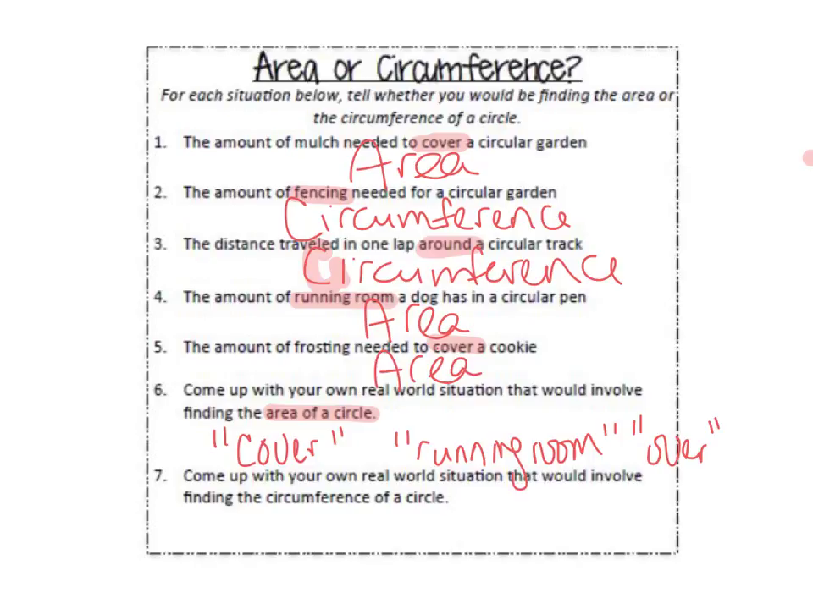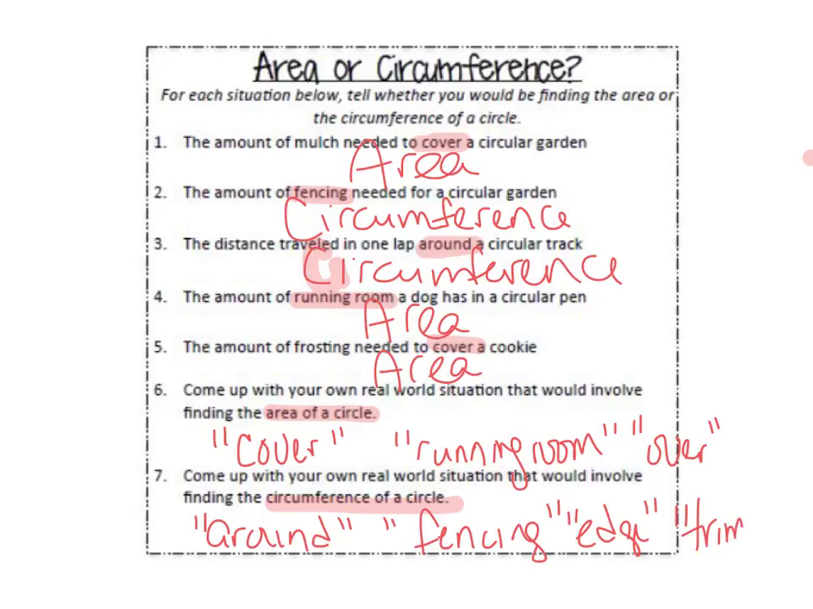And for number 7, it says come up with your own real world situation that would involve finding the circumference of a circle. So remember, you need to use the keywords around, fencing, and some new ones would be edge or trim. So remember, these are the keywords you're looking for to find out if you're looking for circumference or area.